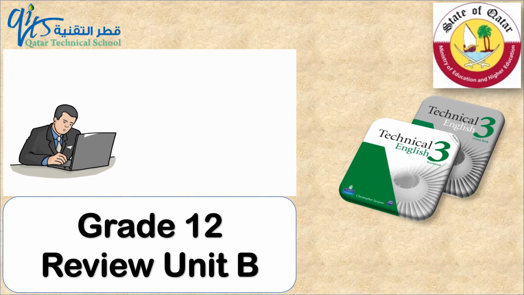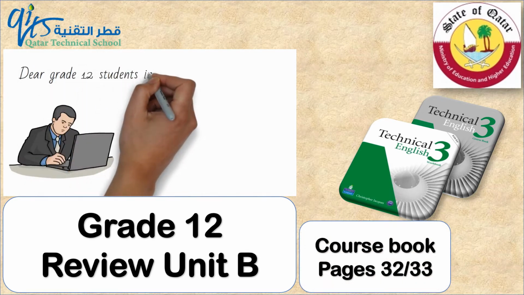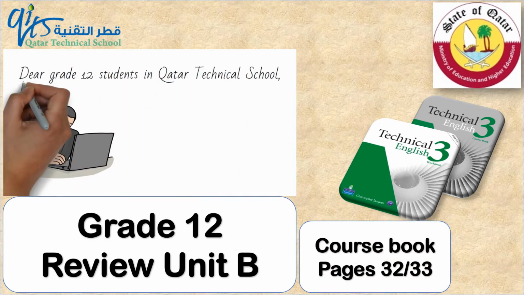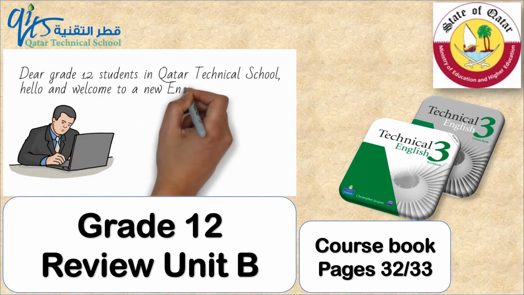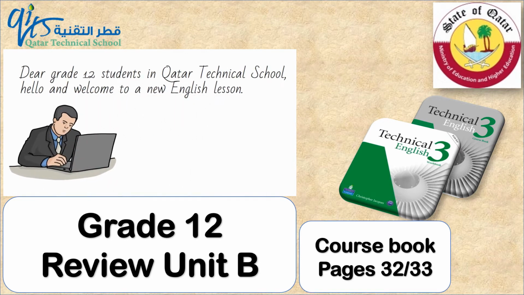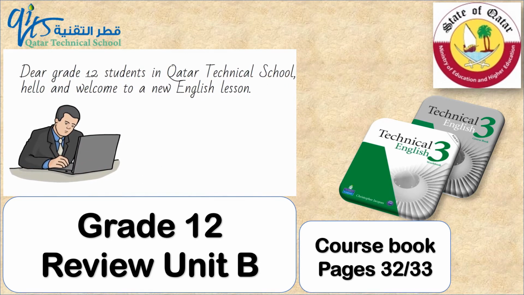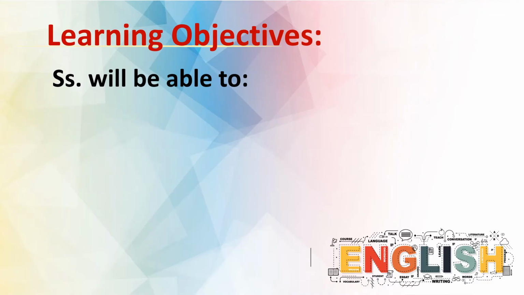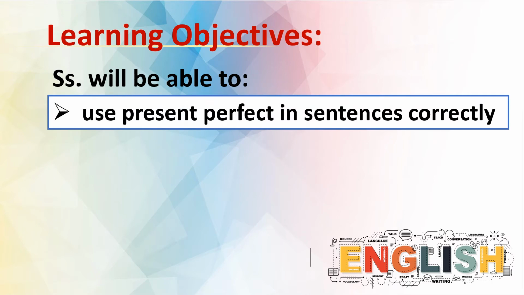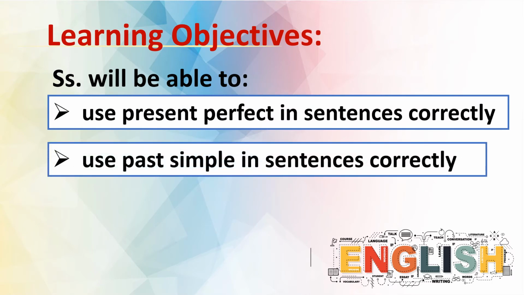Our lesson for today is from your course book, pages 32-33, review B. So let's get started. In our learning objectives for today, students will be able to use the present perfect in sentences correctly and use the past simple in sentences also in a correct way.